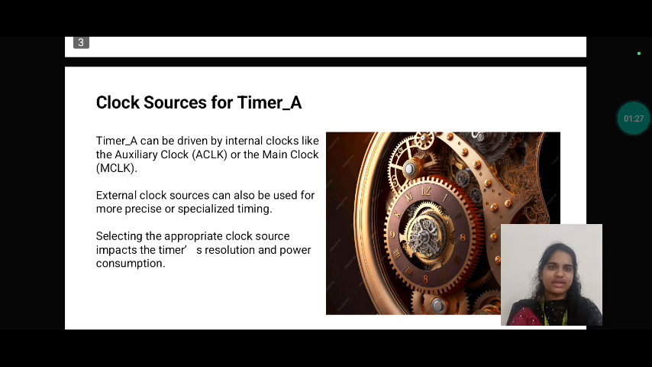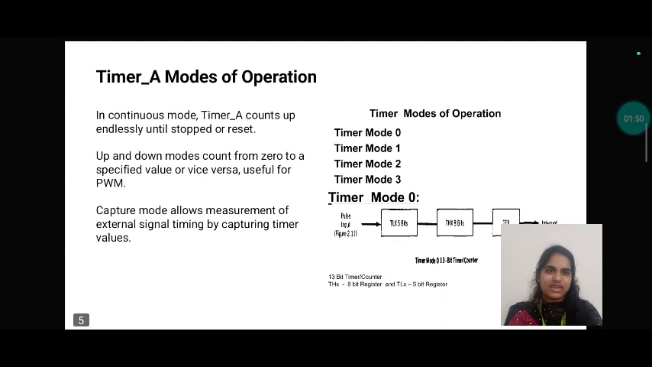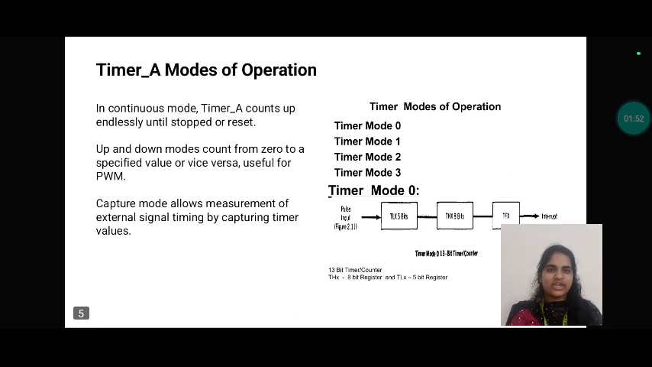Clock sources for Timer A. Timer A can be driven by internal clocks like the auxiliary clock ACLK and the main clock MCLK. External clock sources can also be used for more precise and specific timing. Selecting the appropriate clock source impacts the timer's resolution and power consumption. In continuous mode, Timer A counts up endlessly until stopped and reset.